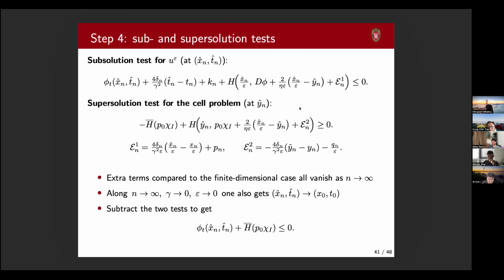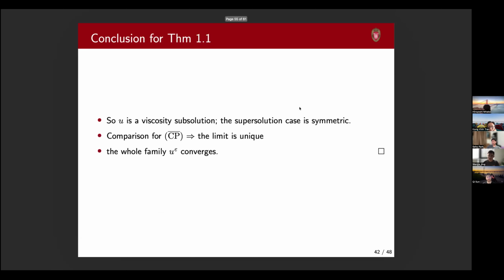Okay, and after that, we can take gamma to 0, which means we shrink the localization near the sequence. And also we can take epsilon to 0 to make u epsilon converge to u. So after taking those limits, we can conclude that those maximizers xn hat and tn hat converge to x naught and t naught, which was the maximizer of u minus the test function. So we can just subtract the two inequalities and take those limits to conclude that we have the subsolution inequality here. Okay, I just explained that U is the viscosity subsolution, and in the same way we can show that it is a viscosity supersolution.